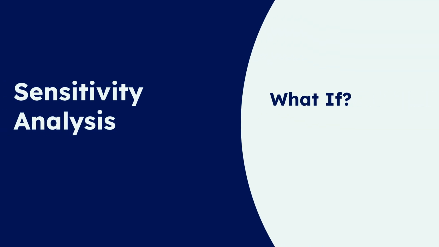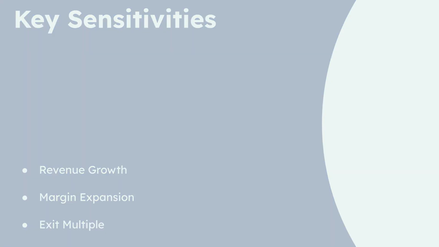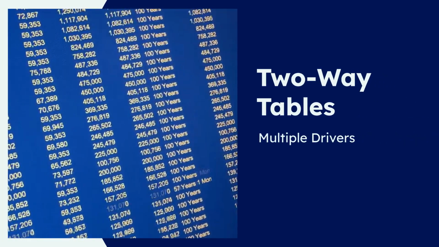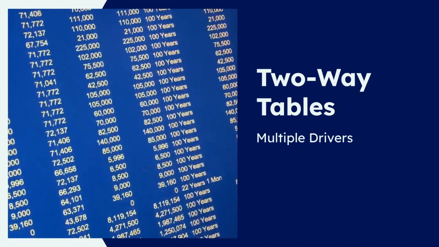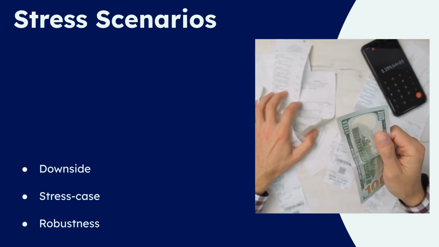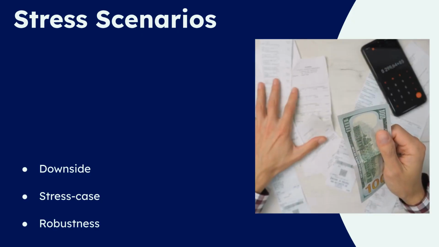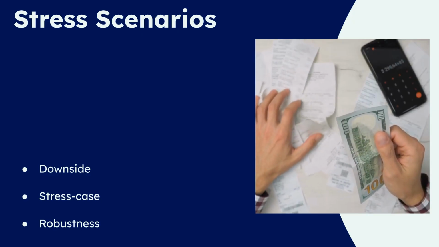Sensitivity analysis is essential for understanding the robustness of your LBO model under different scenarios. The model explores key sensitivities such as revenue growth, margin expansion, the exit multiple, and the initial leverage used. Building two-way data tables allows you to test multiple drivers simultaneously, providing a comprehensive view of how changes affect returns. The importance of including downside and stress case scenarios cannot be overemphasized. This demonstrates the model's robustness in adverse market conditions.